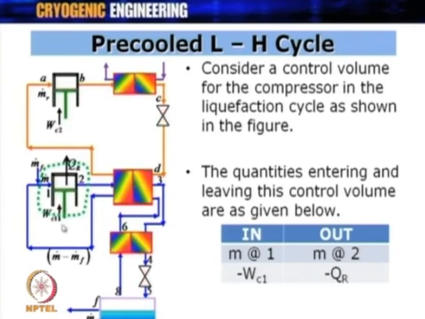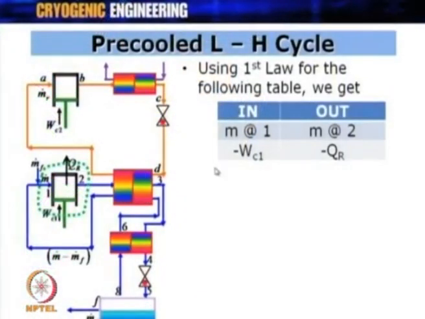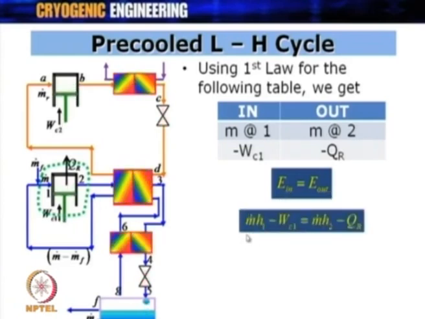The work is given at this point, which, as we have pointed out earlier, whenever the work is done on the system, it is written as minus WC1, the work done on the system. And the heat which is leaving, the heat of compression, is also written negative, minus QR. And if we write the heat balance now, using the first law for the following table, what we are getting is this: energy in is equal to energy out, and therefore, we got m dot h1 minus Wc1 is equal to m dot h2 minus Qr.